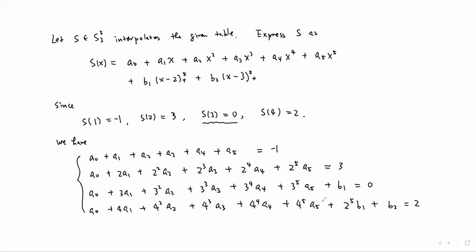So this linear system determines the coefficients. 4 equations, but we have 8 unknowns. So the linear system has infinitely many solutions. Let me write the linear system as a matrix equation.